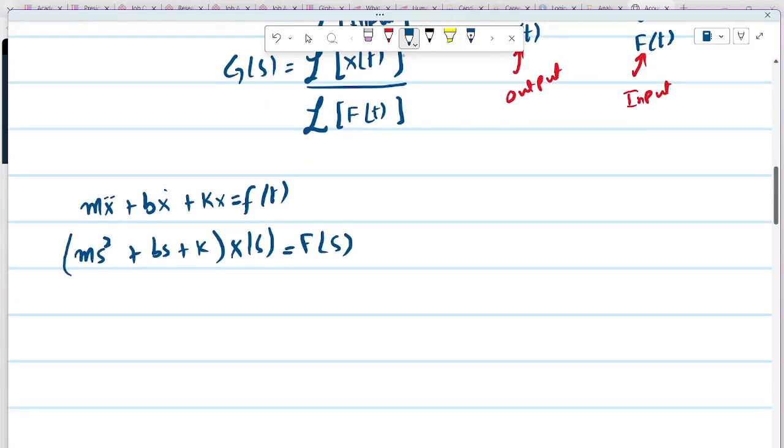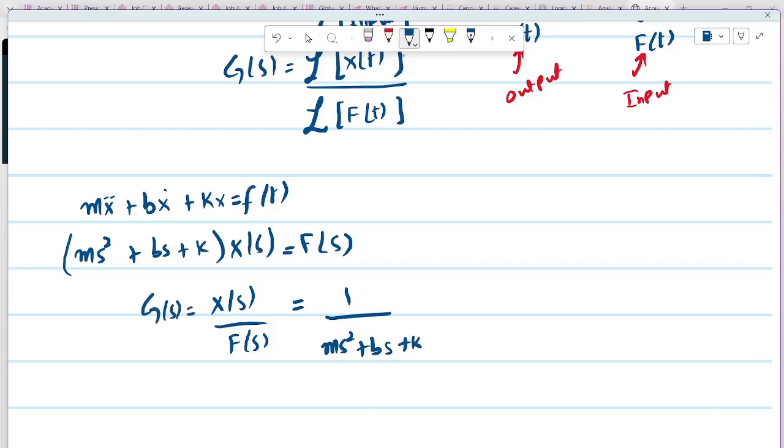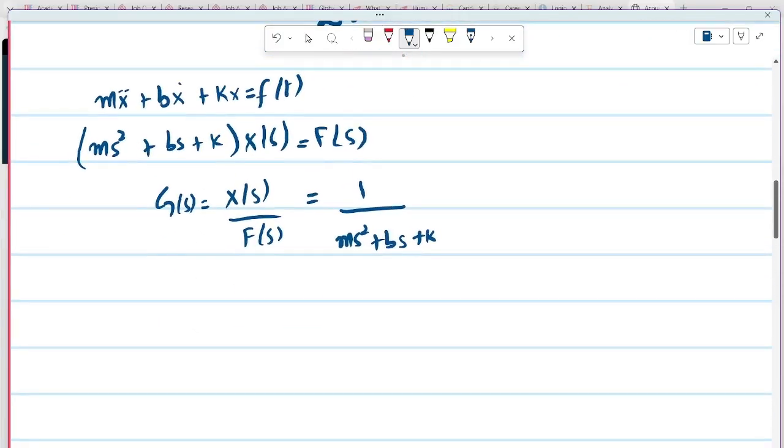Now the Laplace transform will be output over input, so it should be x of s divided by f of s, and it will become 1 over m s square plus b s plus k. So this is the transfer function of this system that we have just seen. The transfer function is really important. It's a mathematical model expressing the differential equation that relates the output and the input variables. So the first we have seen, it relates output and input of the system.